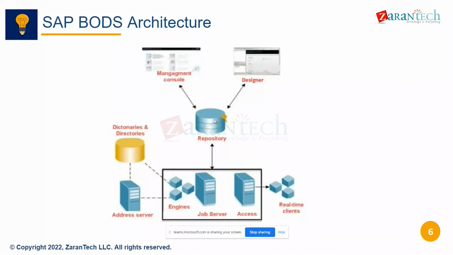Okay, now coming to this architecture, this repository will be connected to both the management console and the designer. The repository will store some metadata. Where does this metadata come from? From the designer. The designer is the workplace where we can design our jobs, workflows, data flows, tables, files, and whichever transformations are required. By using the designer we can implement all of them.